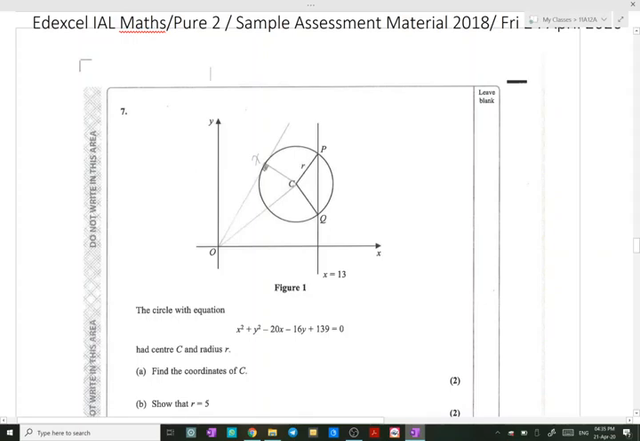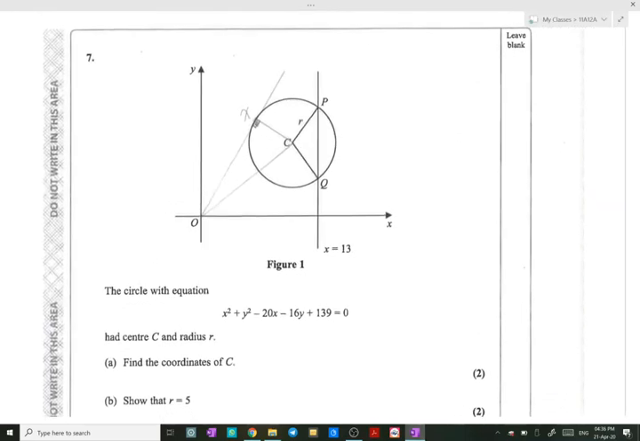Number 7 is taken from the International Edexcel A-Levels Math Pure 2 Sample Assessment Material 2018. The circle with the following equation has center C and radius R. Find the coordinates of C.